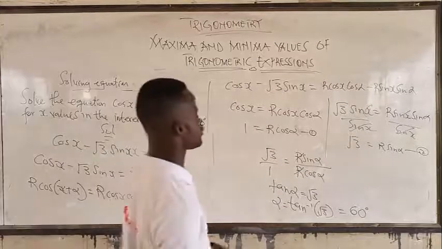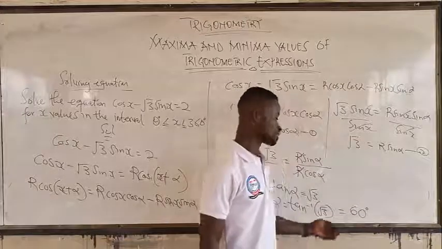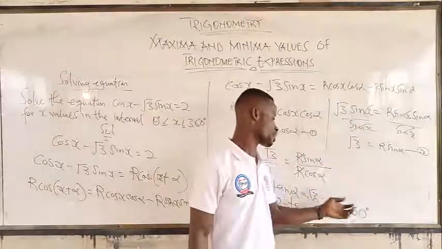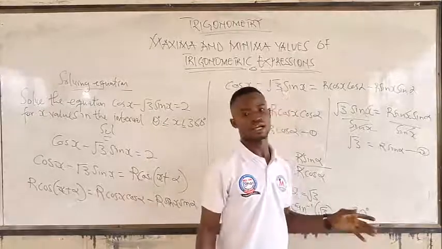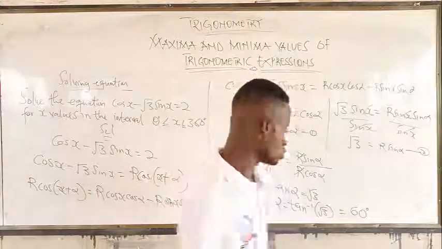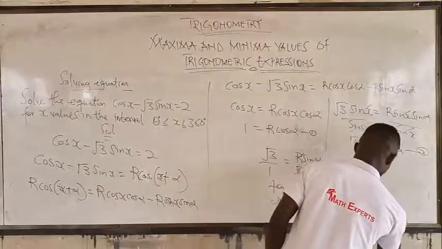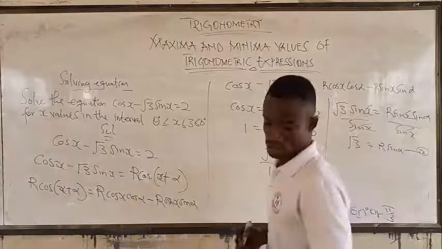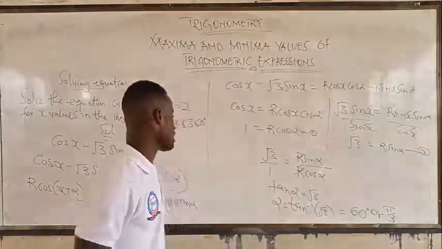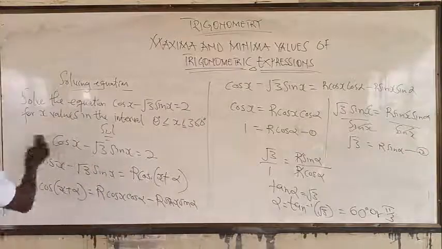So here you can choose to leave it in degrees or in radians. Radian will be pi over 3. Yeah, radian will be pi over 3. So let me say 4 pi over 3. Very good.